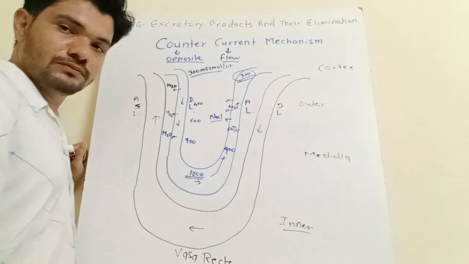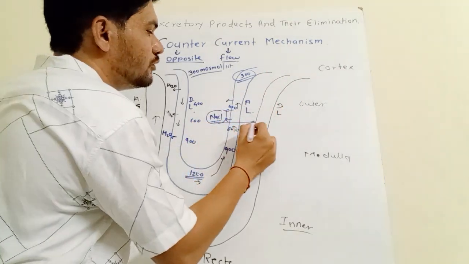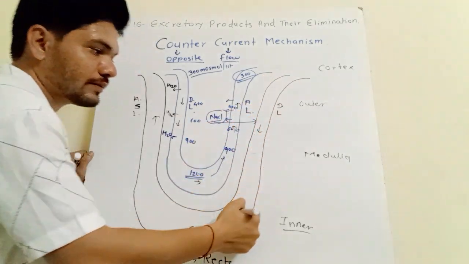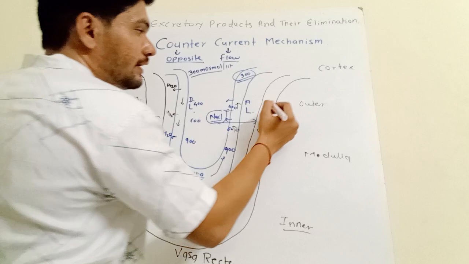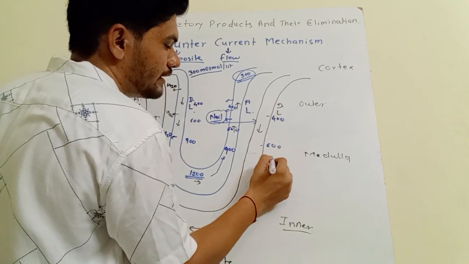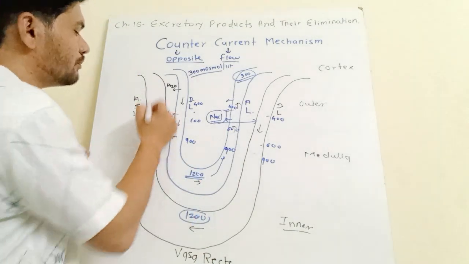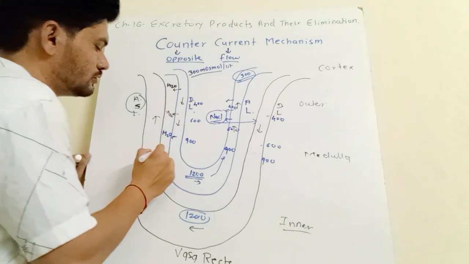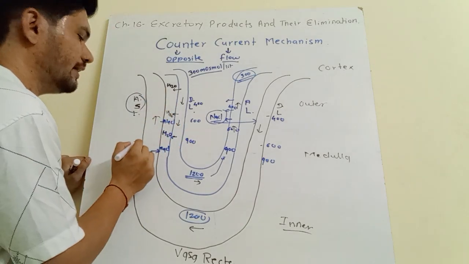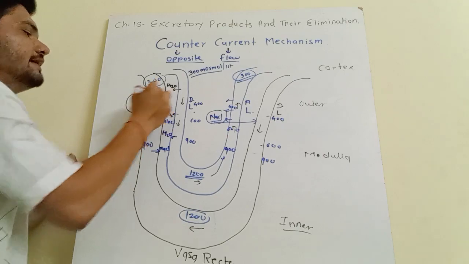Then what is the vasa recta doing here? The vasa recta is going to take this NaCl into it. It is permeable to NaCl. Because it is taking solutes, the blood flowing in the descending limb of the vasa recta will increase its osmolarity: 400, 600, 900, finally 1200. And in the opposite direction, as it goes upwards in the ascending loop of the vasa recta, it is going to throw that NaCl into the interstitium. So the blood will be diluted again as it moves upwards.